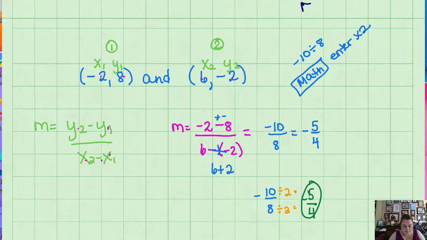Okay, so that's really all I wanted to show you fairly quickly, just so that you know that you have this option as well to find your slope.